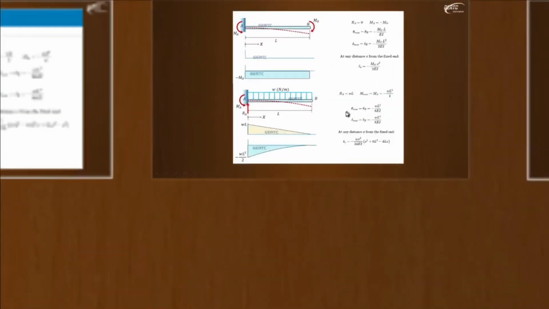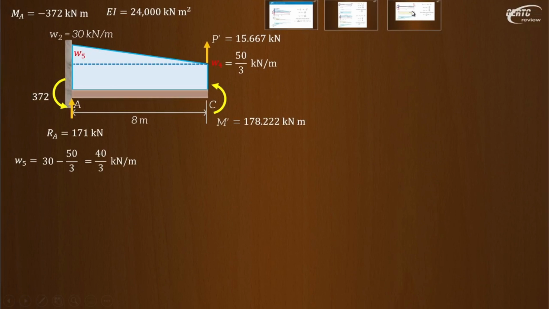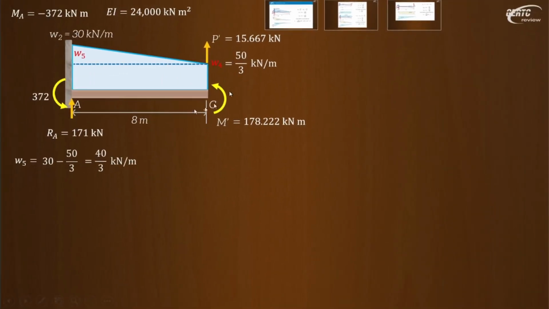And this is the formula for the applied moment, ML squared over 2EI. For the uniform load, WL to the 4th over 8EI. And for the concentrated load, the formula is PL cubed over 3EI. Our L here becomes 8. It will now be 8 meters.